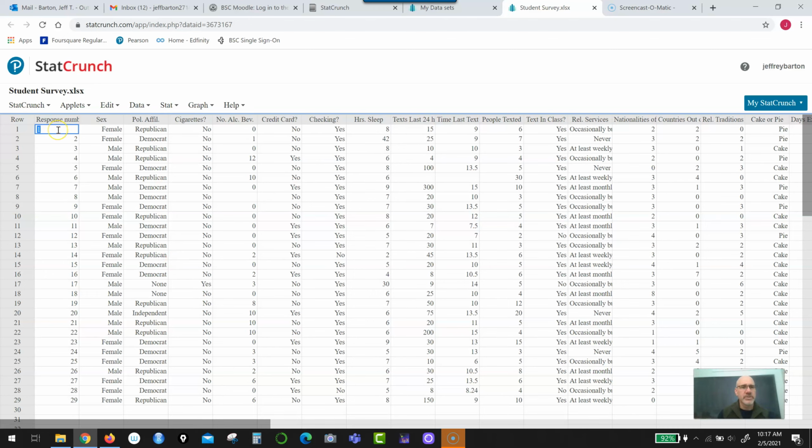So the first thing is a lot of statistical data sets are organized in this way, where the rows, right, as I go down the rows here, these represent the individuals in the study. So each one of these numbers represents one of you who completed the survey. You can see that we got 29 responses, which is pretty good out of 32. I was hoping for all 32, but we got 29.